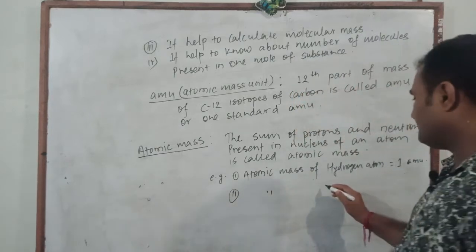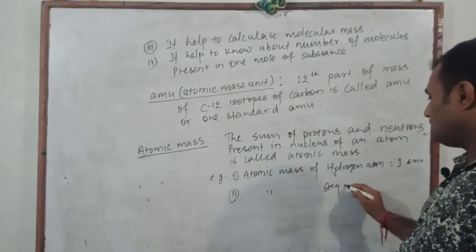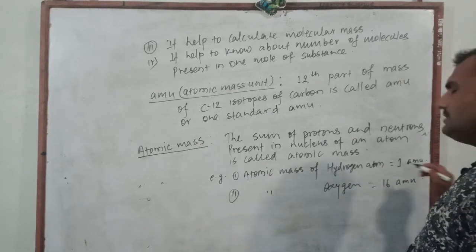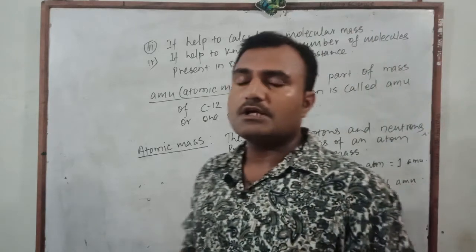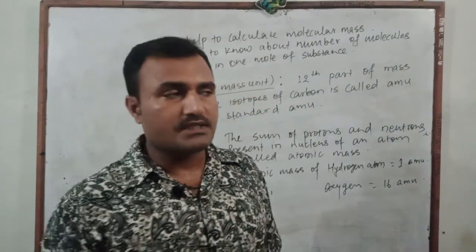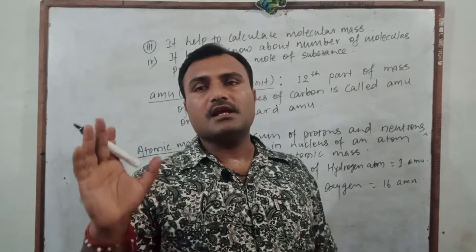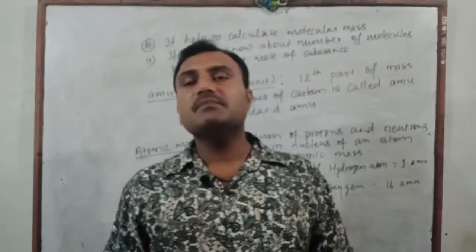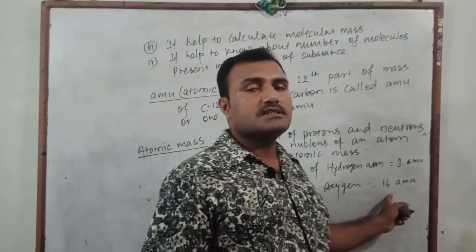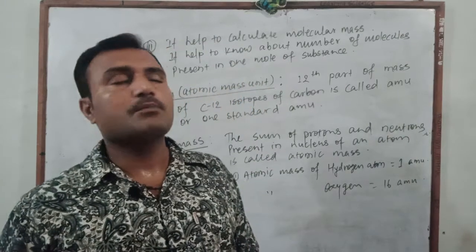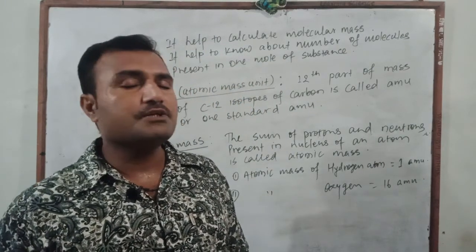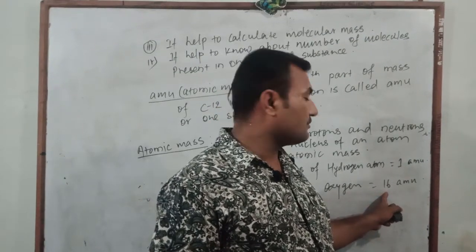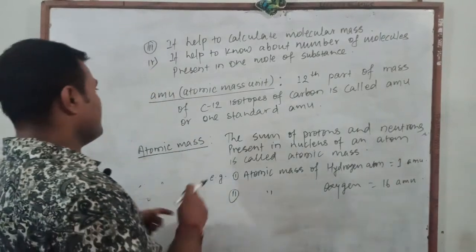Atomic mass of oxygen equal to 16 AMU, or unit also we can write. It means atomic number is 8. That is 8 electrons and protons are present. Number of electron and proton remains same, and its nucleus contains 8 neutron. Therefore, sum of proton and neutron becomes 16. 8 proton and 8 neutron. Then 16 is its atomic mass.